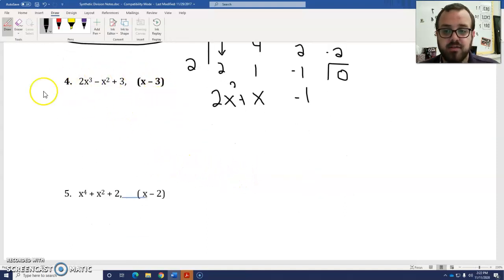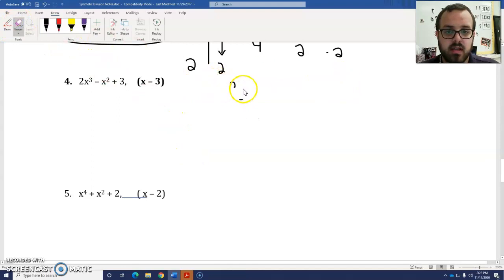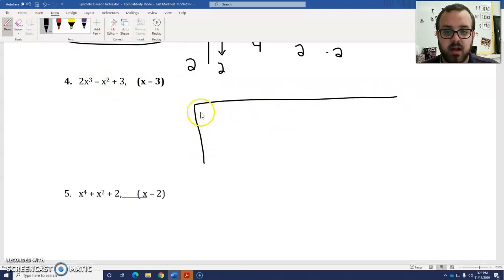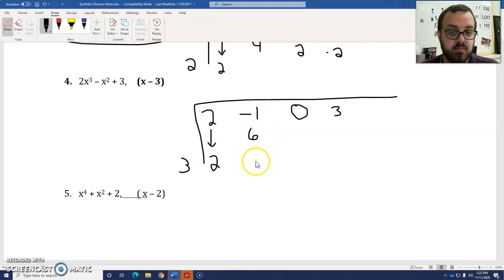Okay, let's look at this one. This one's going to be a little bit weirder than the other ones. Let me erase some of my work here so I can see. The difference with this one is that we are actually missing an x term, right? So when I write my coefficients up here, I need to write 2, -1, and then I need to put a 0 in as a placeholder, and then 3. 3 is going to be my factor that goes along with this. So I'm going to be dividing in. I'll bring down this 2. 3 times 2 gives me 6. -1 plus 6 is 5.